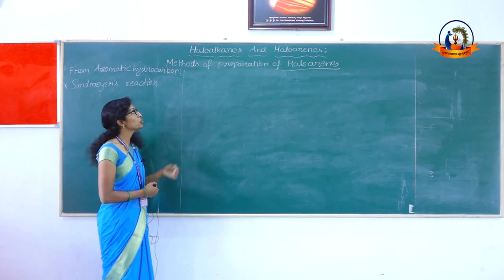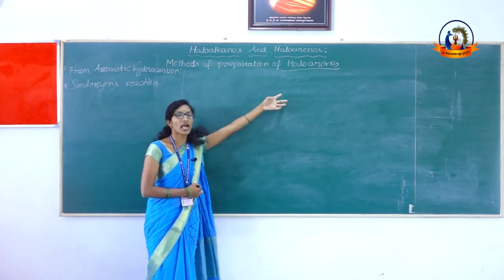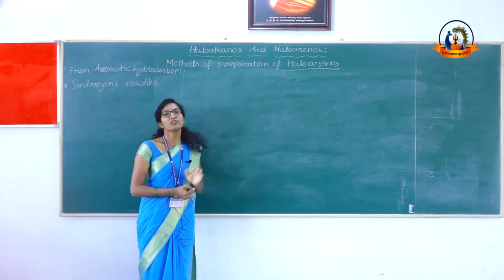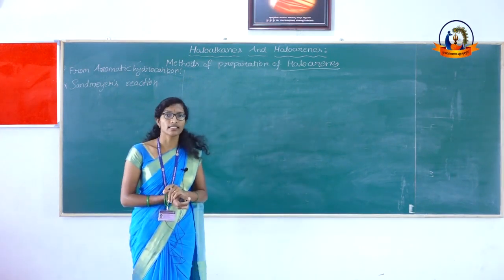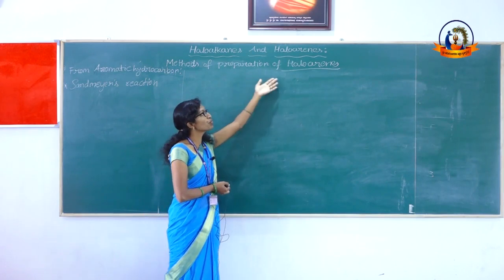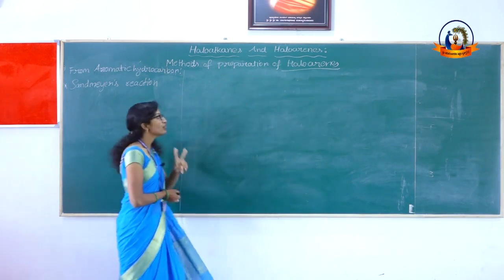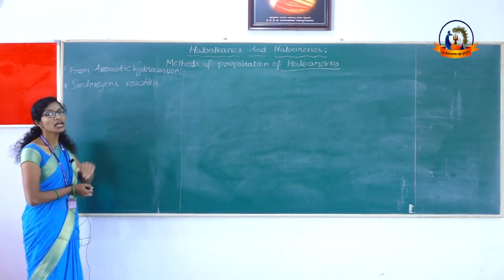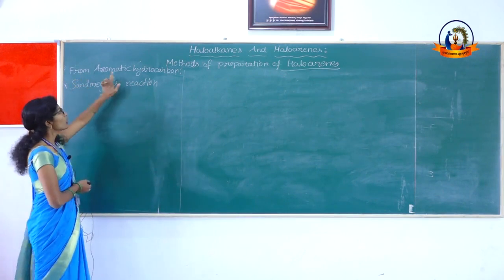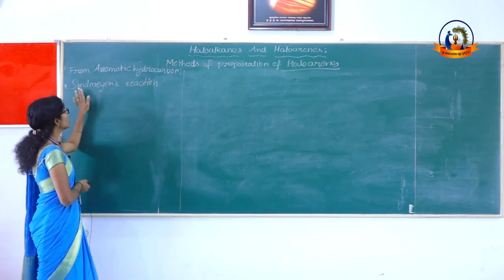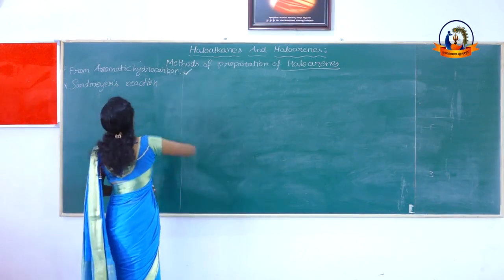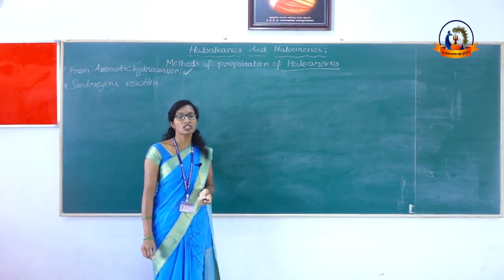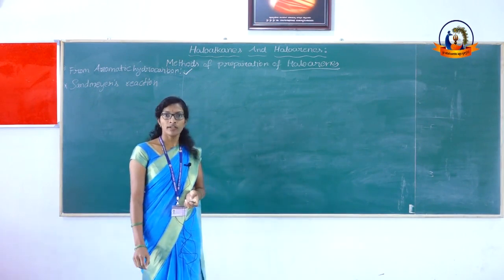Now we are discussing methods of preparation of haloarenes. In the last session, we discussed methods of preparation of haloalkanes. Now we are discussing preparation of haloarenes. From 2 methods, we prepare the haloarenes. One is from aromatic hydrocarbons, another one is the Sandmeyer reaction. In the first one, aromatic hydrocarbon, this is also called electrophilic substitution reaction.